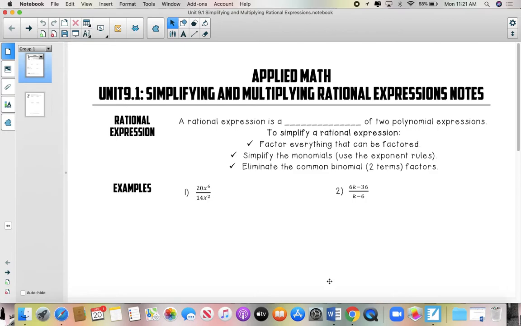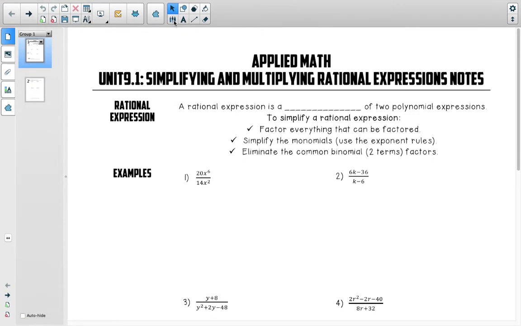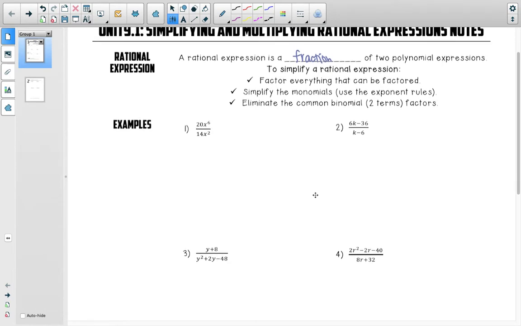Moving on to this new section of rational functions. A rational function is basically just a nice way to say a fraction. So it's just a fraction of two polynomial equations, all right? So these ones are monomials right here. This has a monomial bottom. We're going to talk about why that's important.